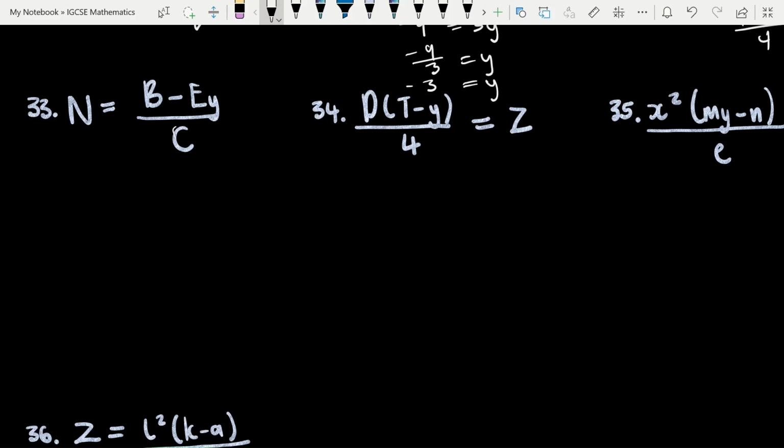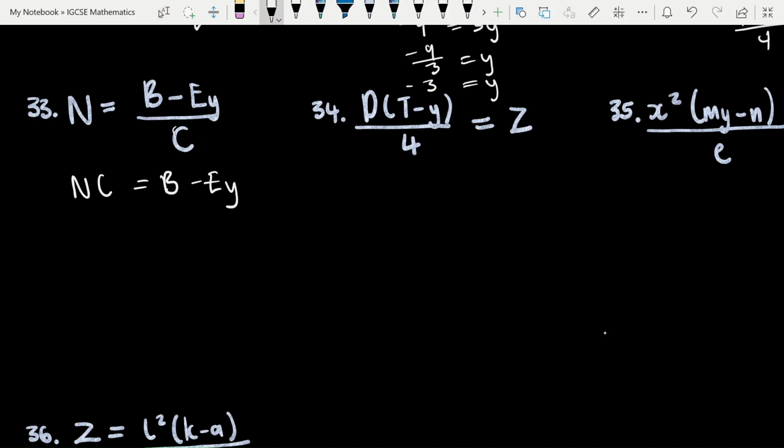Okay, for us to work, we have to get rid of the fraction. You can't pull something from the top of a fraction just like that. No, you have to break the fraction. And how do you break fractions? You always take the number at the bottom to the other side. Okay, the denominator. So C goes to the other side. We now have NC is equal to B minus EY.